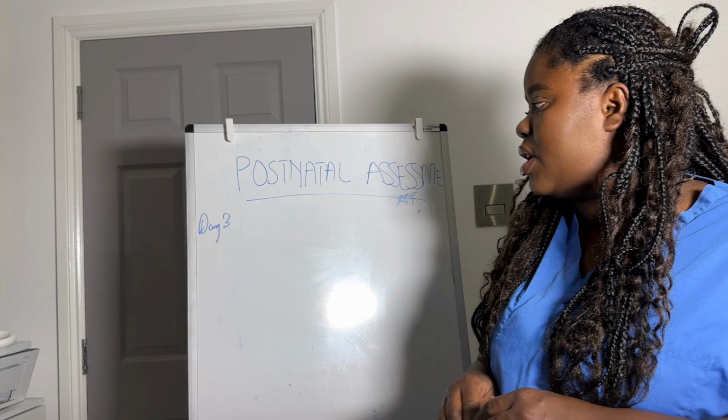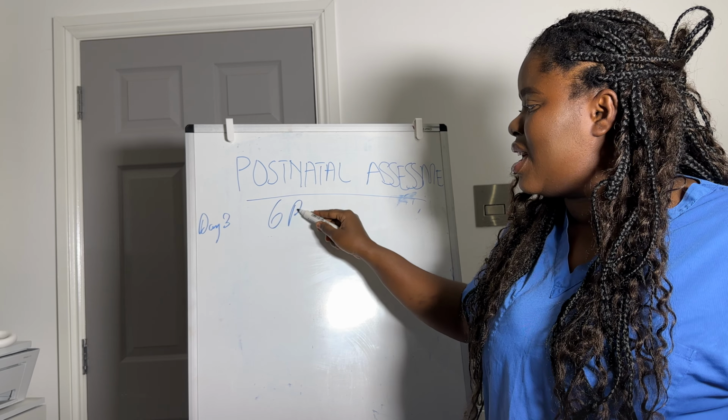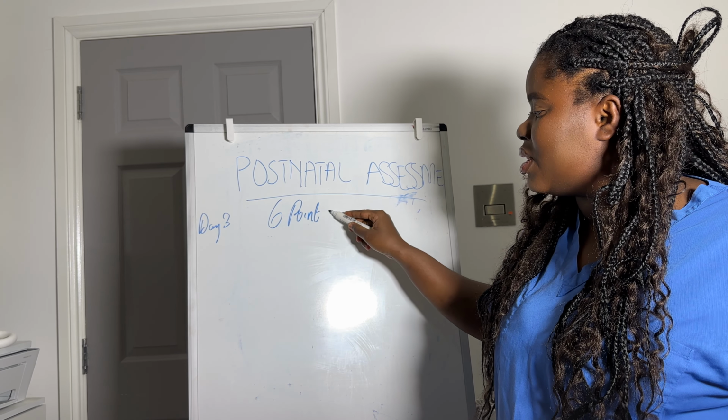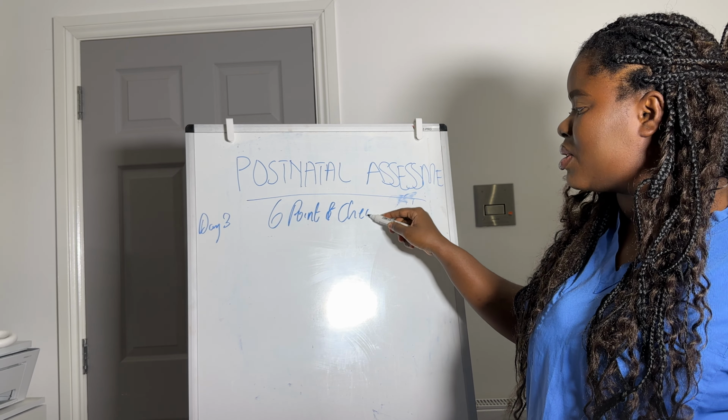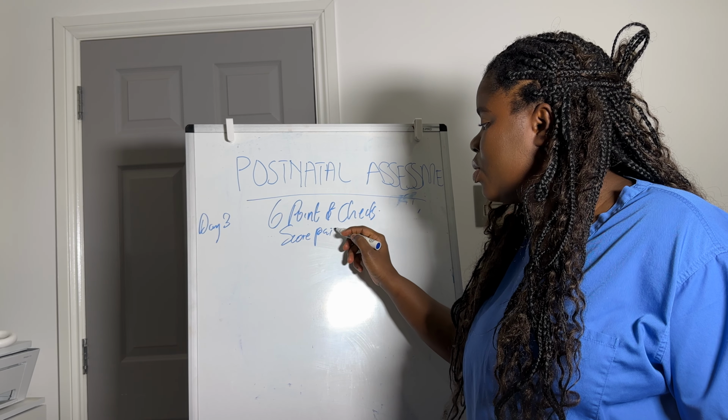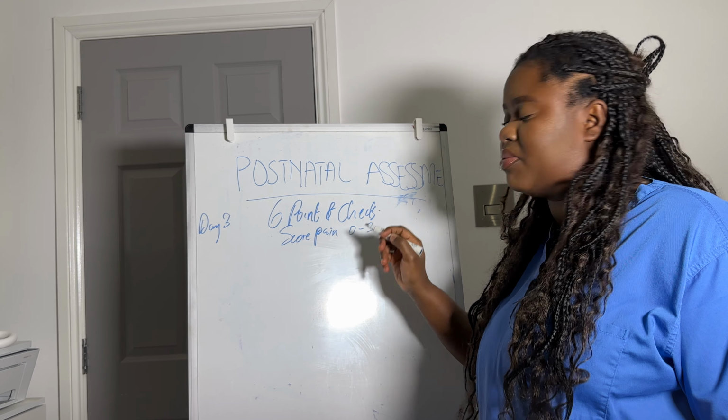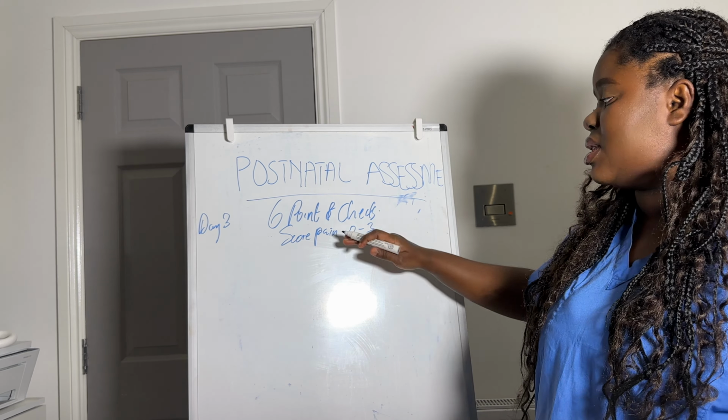What is the first thing you need to do when you are doing your assessment? 6 points of checks. I have always been talking about this and I'll keep preaching about it. Do your first 6 points of checks. After you have done your first 6 points of checks, what will you do? Score pain. Helen, are you in pain? What is your pain score ranging from 0 to 3? Because this is per the MEOWS and the midwifery standard.